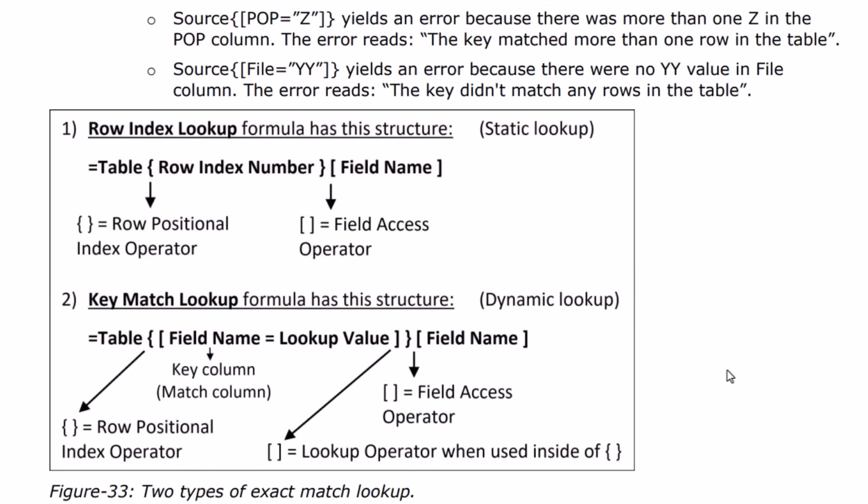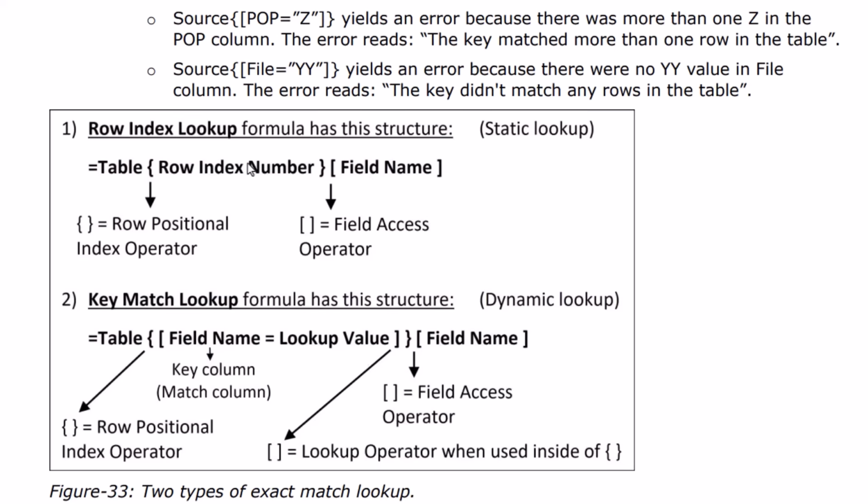Now, on page 27, here's a diagram that shows you both types of exact match lookup. Static, that's where we hard code the position for the row. Dynamic, this is where we give it a lookup value, and it finds the row position dynamically. The Code syntax for row index lookup, well, we put the table name followed by the row positional index operator. That's the curly brackets, and then we hard code the number inside. That's followed by the field access operator, square brackets, with the field name inside.